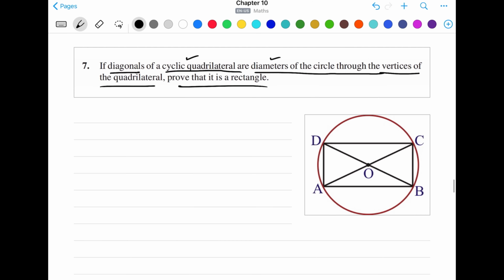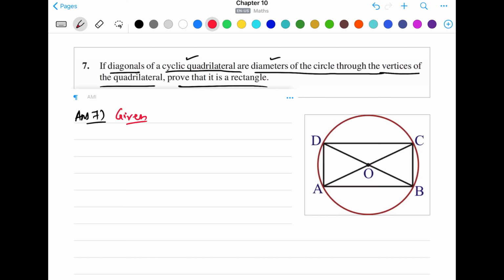That's the figure for this question. We have this cyclic quadrilateral ABCD, in which the diagonals AC and BD are intersecting at the center O. That means they are the diameters of this circle. We have to prove that this cyclic quadrilateral is a rectangle. For that, we are going to prove that the diagonals of this quadrilateral are equal, then it will be a rectangle. So let's start answer number 7.